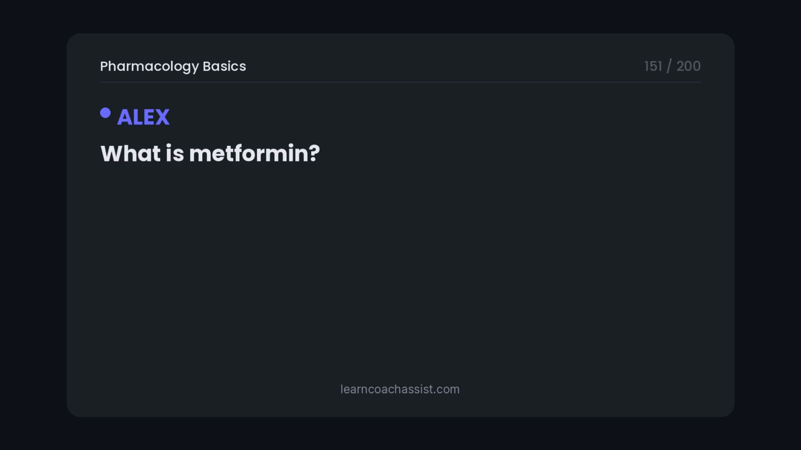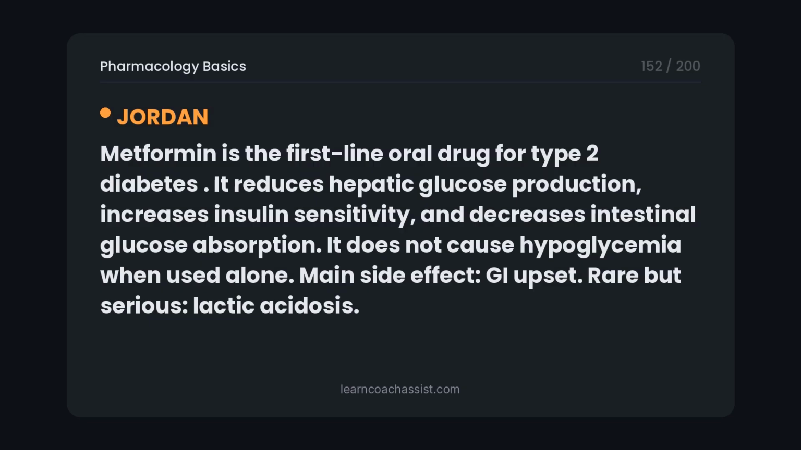What is metformin? Metformin is the first-line oral drug for type 2 diabetes. It reduces hepatic glucose production, increases insulin sensitivity, and decreases intestinal glucose absorption. It does not cause hypoglycemia when used alone. Main side effect: GI upset. Rare but serious: lactic acidosis.